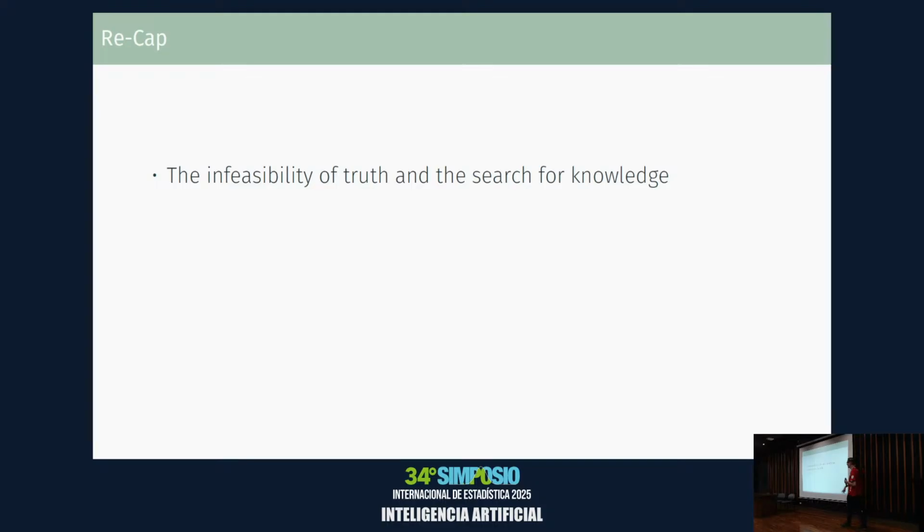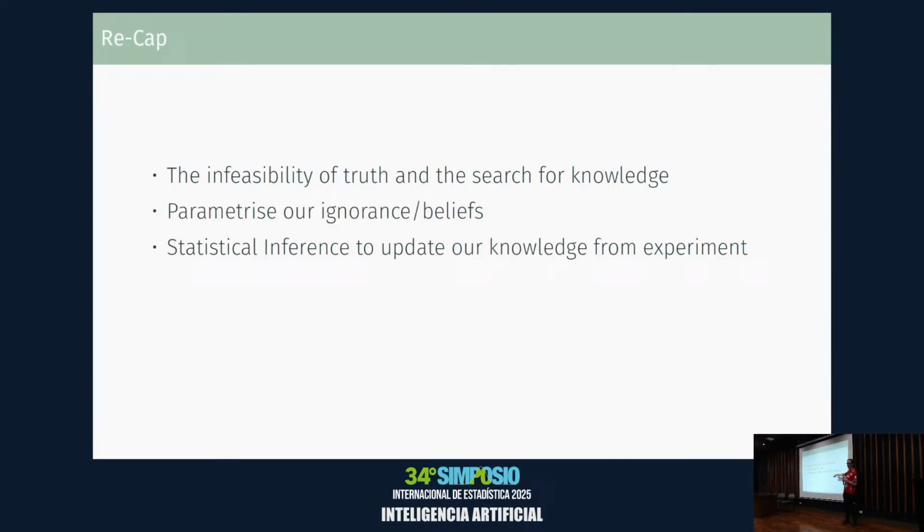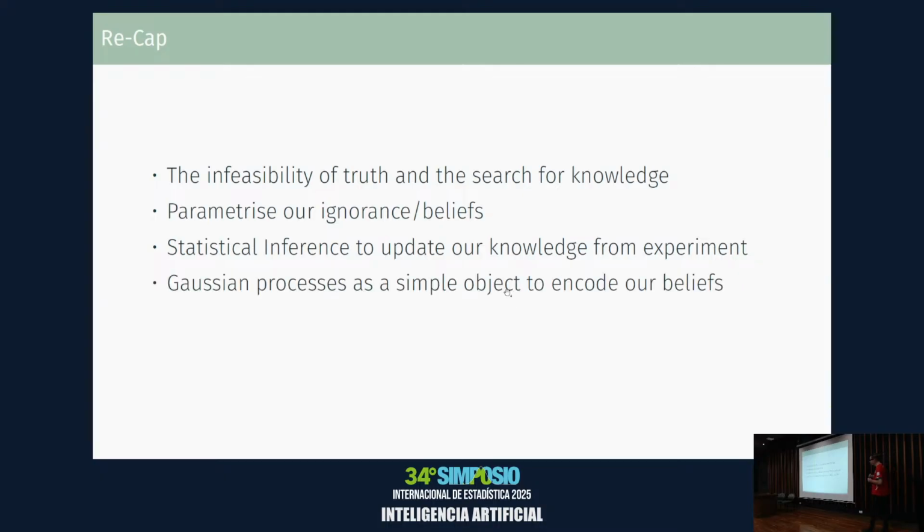So we talked about how we can parameterize this ignorance or beliefs about things, and we talked about how we can then do statistical inference to update our knowledge from experiments. So we can mix our incomplete knowledge with incomplete data to hopefully get something. We talked yesterday, I gave you this quite simple notion. Really, it is really simple. As I said, there's like 3 lines of code to do this. A very nice interpretable object that we can encode beliefs about functions.